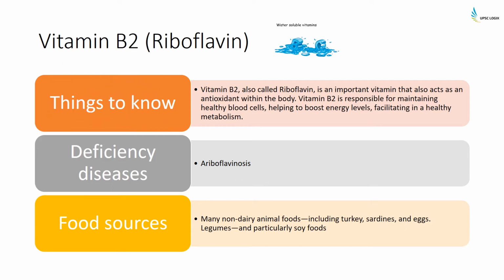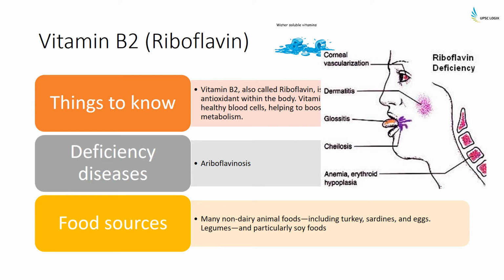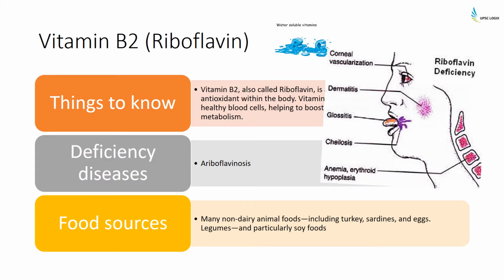So the deficiency diseases which are caused due to deficiency of vitamin B2 or riboflavin, a lot of things happen during this particular deficiency. There is corneal vascularization, then there is dermatitis, then there is glossitis, then there is cheilosis, anemia, and erythroid hypoplasia. These are all because of riboflavin or vitamin B2 deficiency.